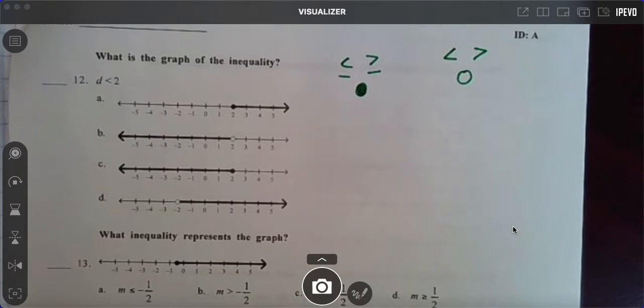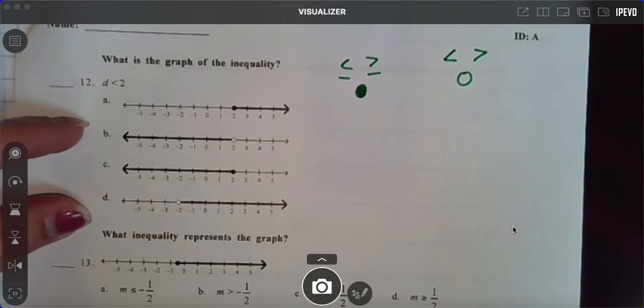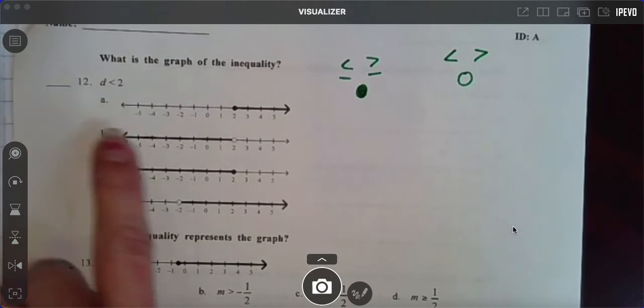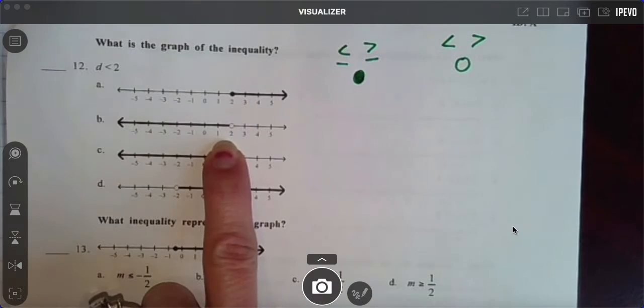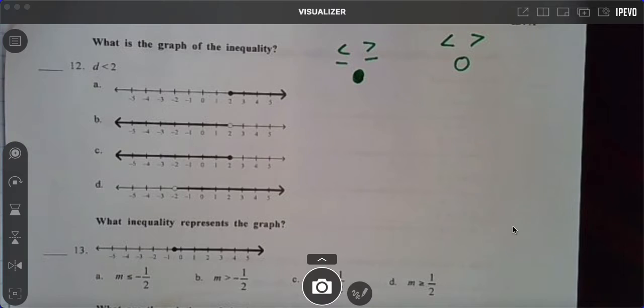Okay? So what is this one going to have? An open circle. There are only 2 answer choices with open circles, right? You have narrowed it down to B or D. Now, it says D is less than 2. Which one looks like it's less than 2? B. And it doesn't include 2. That's why it's an open circle. It's all the numbers that are less than 2. Okay, do we understand that?